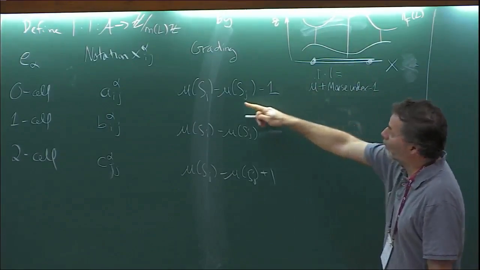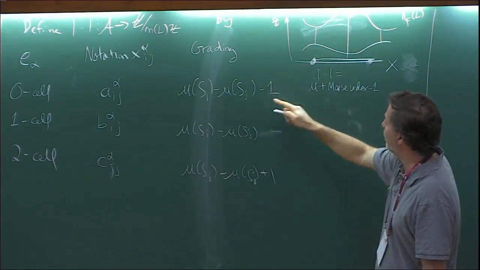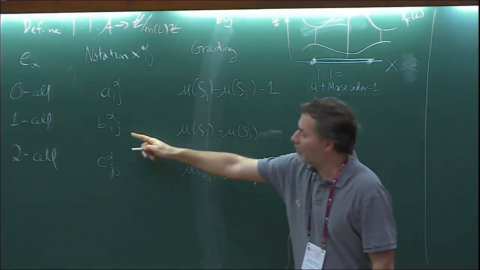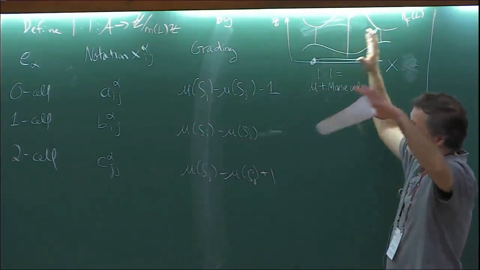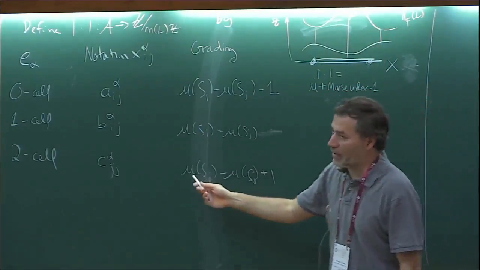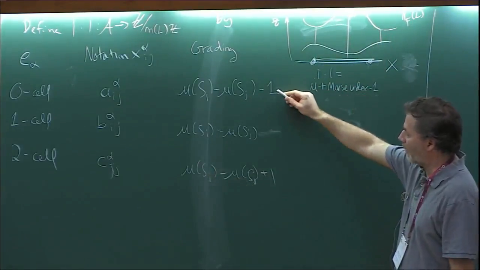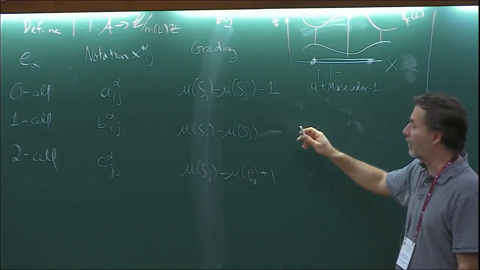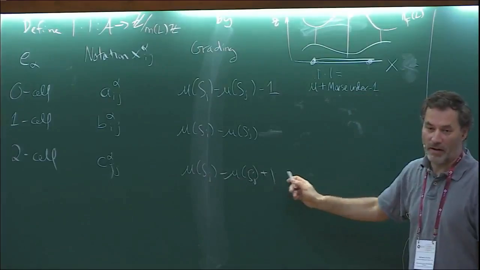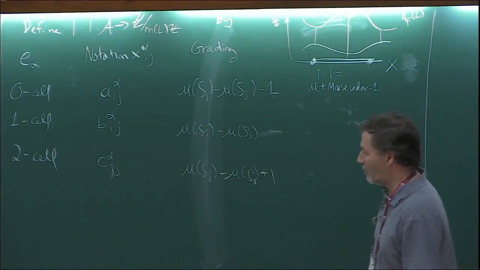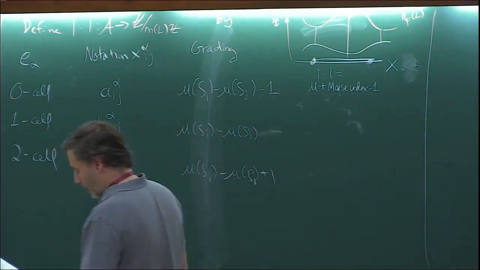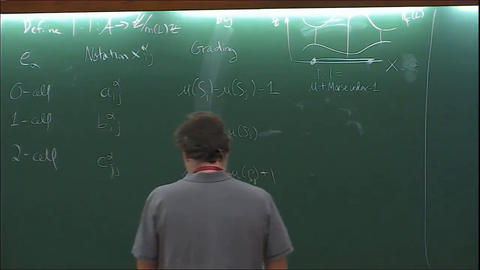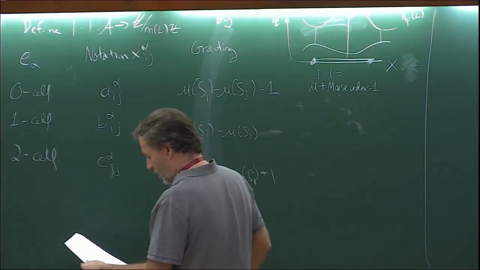So in the case of a 0 cell, I have a minimum. So Morse index minus 1 is minus 1. Whereas in the case of a 1 cell, I have a saddle. You don't see the other dimension. And in the case of a 2 cell, I have a maximum. So that's why I have a minus 1, a 0, and a plus 1. It's basically 0 minus 1, 1 minus 1, and 2 minus 1. That's the motivation for it. Anyway. Okay. All right, so that is my grading.